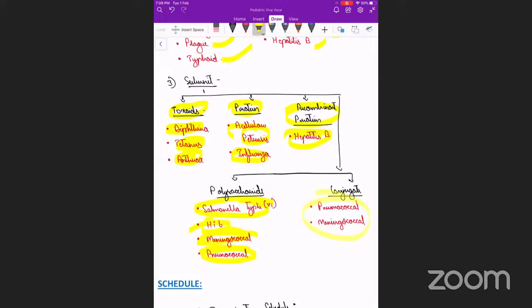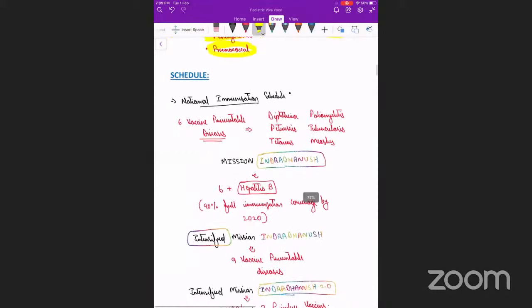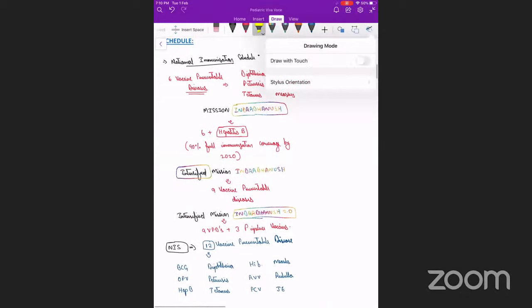Next comes the schedule. So how do you remember the schedule? First is the national immunization schedule. Okay, what happened is initially when it came up, there were 6 vaccine preventable diseases. So they were the BCG, DPT, along with polio, and measles. These were the initial vaccines which were being given in the past.